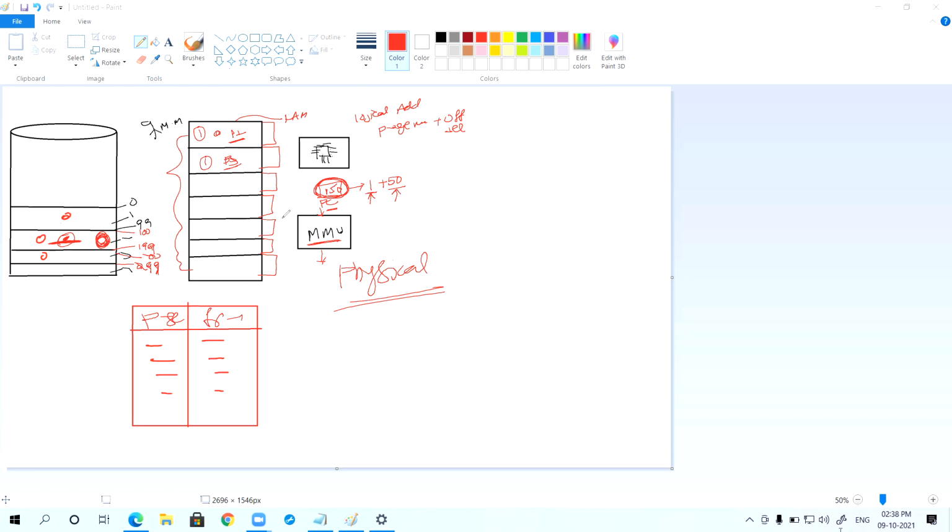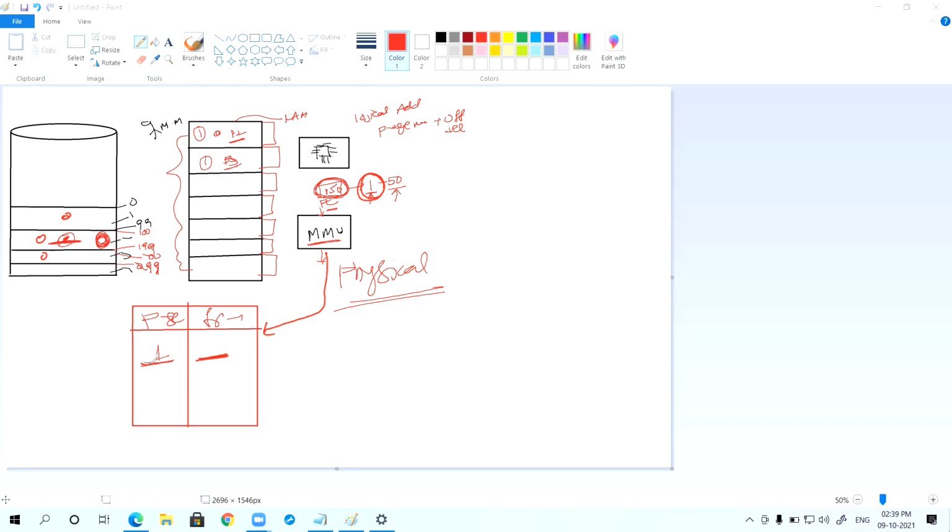Now tell me, which page do we require here? Page number, which page do we require? First page. Now it will check whether the first page is available in any one of the frames or not. Who will check? The MMU, the Memory Management Unit, will check this table.